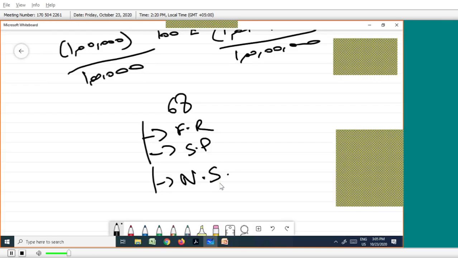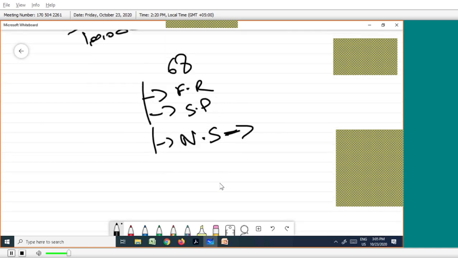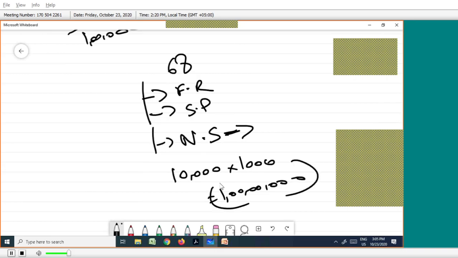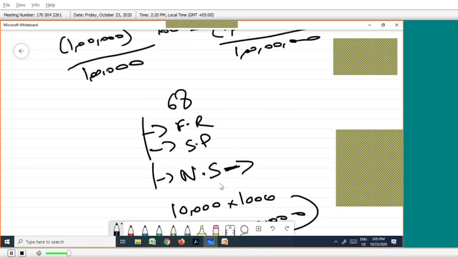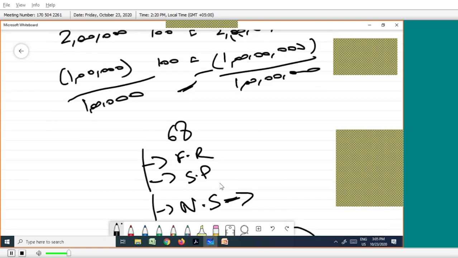What they are trying to say is, the new shares issued for the purpose of buyback should be totally different. Different means what? Say for example, I am issuing 10,000 shares. Face value is 1,000 rupees. It means I am collecting 1 crore rupees. Why am I collecting this 1 crore? For buying back the above amount, for paying this amount.